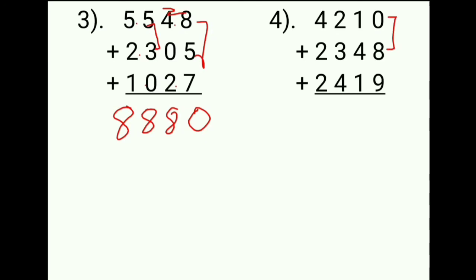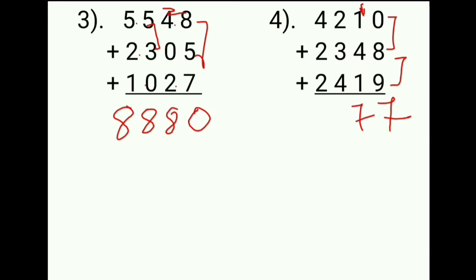Now the fourth sum. 0 plus 8 is equal to 8. Fix that digit in your mind. Now 8 plus 9 is equal to 17. So we will put a carry of 1 here and 7 down. Now 1 plus 1 is equal to 2. 2 plus 4 is equal to 6 and 6 plus 1 is equal to 7.